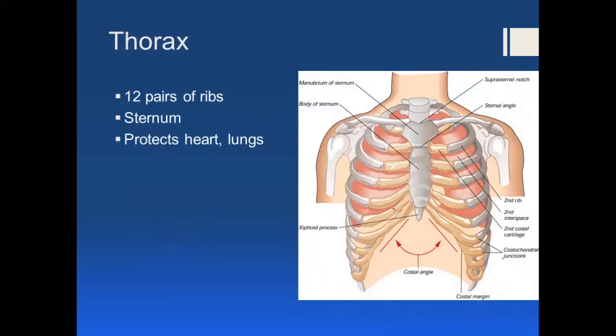The thorax, as I mentioned, is your chest cavity, and this is composed of 12 pairs of ribs, and the ribs' job is to protect all of the organs inside. The ribs are held together by the sternum in the front, and they attach into the spinal column in the back. Some other terms to know: this top part is called the manubrium. Down here is the xiphoid process. Over along here, these are the costal angles. That's a useful term when you're trying to describe where something is.